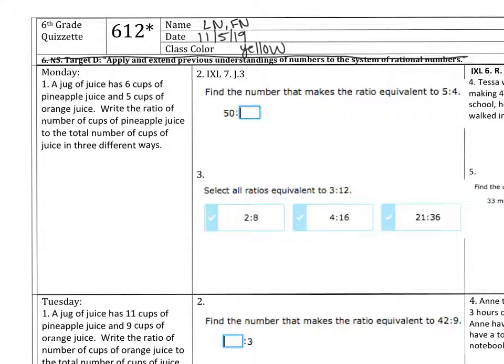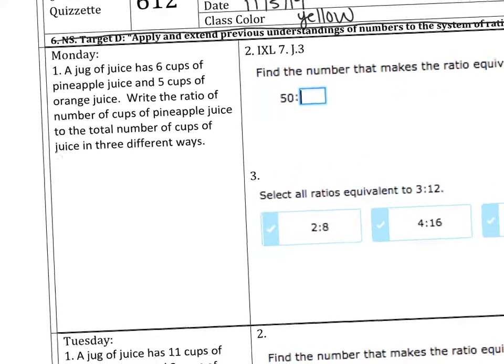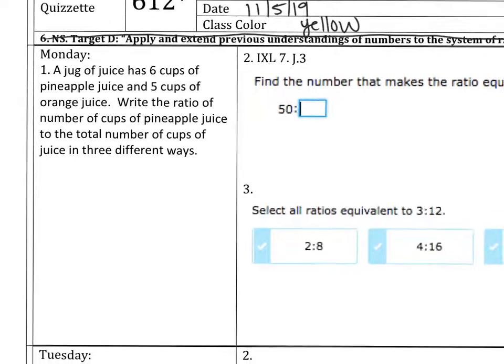So you can write ratios in 3 different ways, and that's why number 1 is always going to ask you to write your ratios in 3 different ways. What you have to pay the most attention to is the order in which they want you to write the ratio. So it says a jug of juice has 6 cups of pineapple juice and 5 cups of orange juice. So you have 6 cups of pineapple juice, and then you have 5 cups of orange juice. Write the ratio of the number of cups of pineapple juice to the total number of cups of juice in 3 different ways.